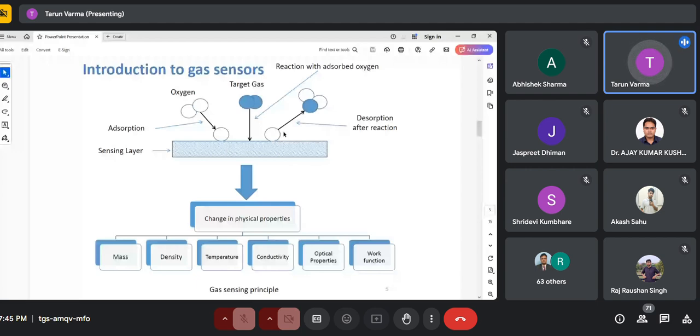After this adsorption and desorption, you have some change in physical properties. That may be a change in mass, density, temperature, conductivity, or the optical properties or the work function. This is the basic gas sensing mechanism for these nanosensors.